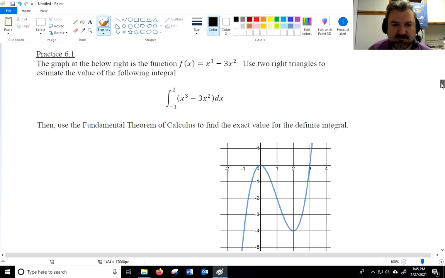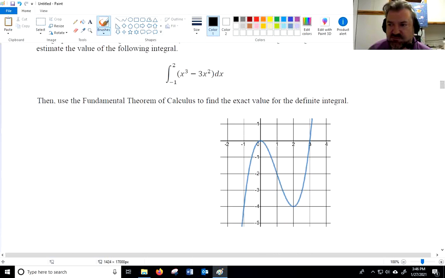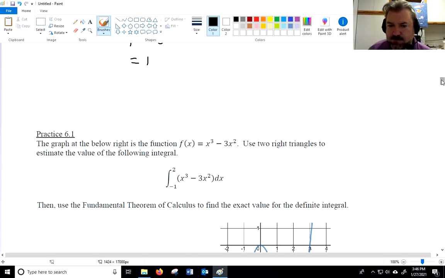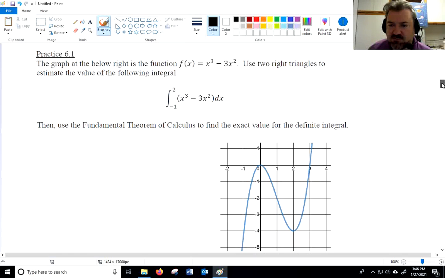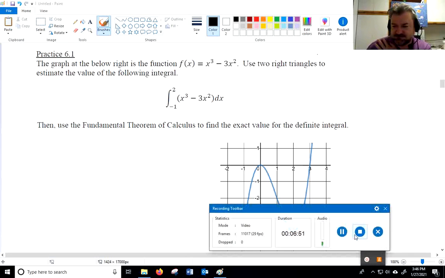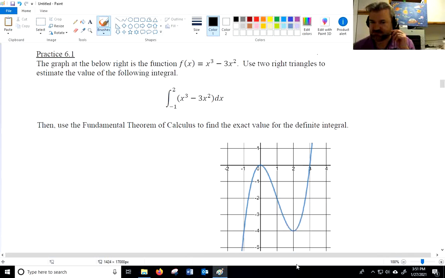All right, practice 6.1. I want you to use two right triangles to estimate the value of the integral of this from -1 to 2. And then, excuse me, use the fundamental theorem of calculus to get the exact value. Let's see how good a guess you can have. Pause the video and give it a try. All right, let's see what you did.